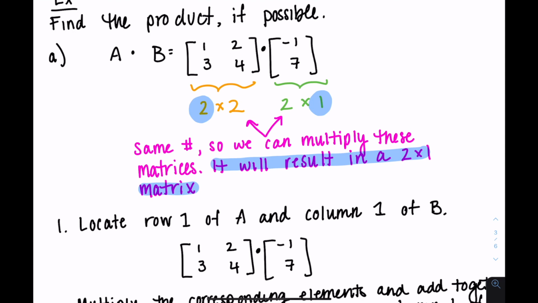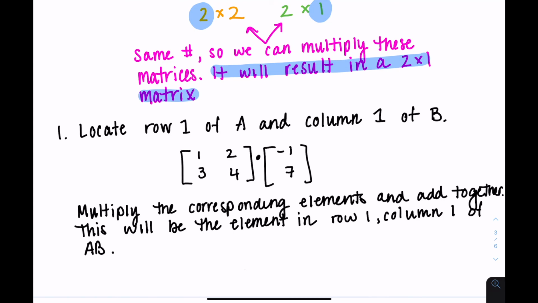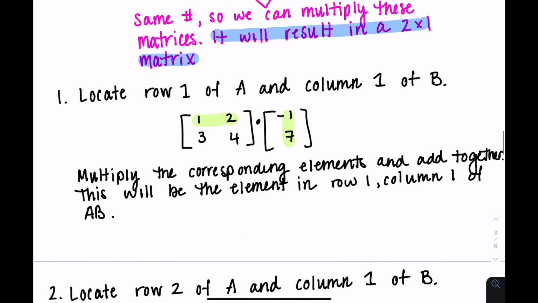Now to actually perform the multiplication, each element in that 2 by 1 matrix will be found by utilizing every single row and every single column. So first, to find that first position, I'm going to locate the first row of my first matrix and the first column of my second matrix. We're going to multiply the corresponding elements, so the first one in the highlighted thing, the second one in the highlighted thing, and add them together. This will be the element that will be in the first row, first column. So it matches exactly those same locations.